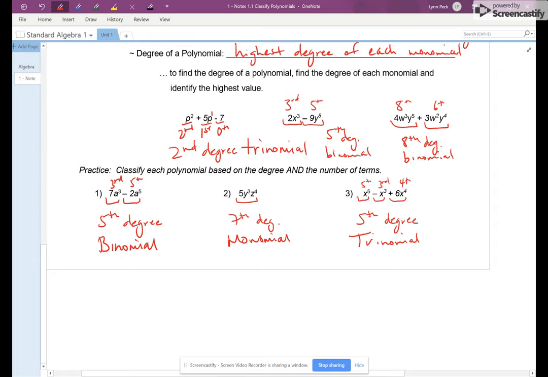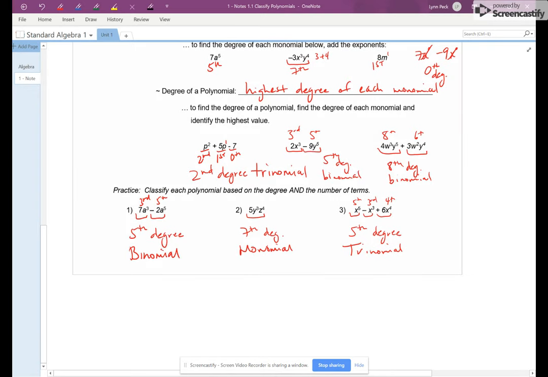Now we're going to practice this again on Monday and add in simplifying these polynomials and work with them for the next week or 2.